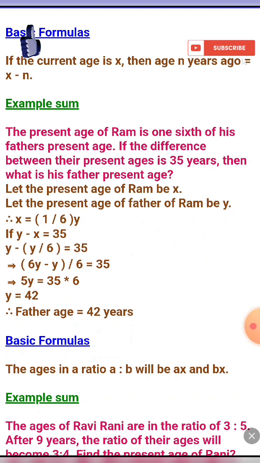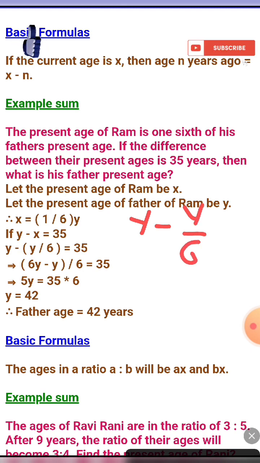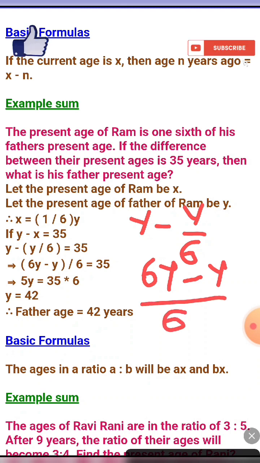Okay, so y minus y upon 6 is equal to 35. Now how will it be? y minus y upon 6. When there is no division, 6 into y minus y, whole divided by 6, will happen.